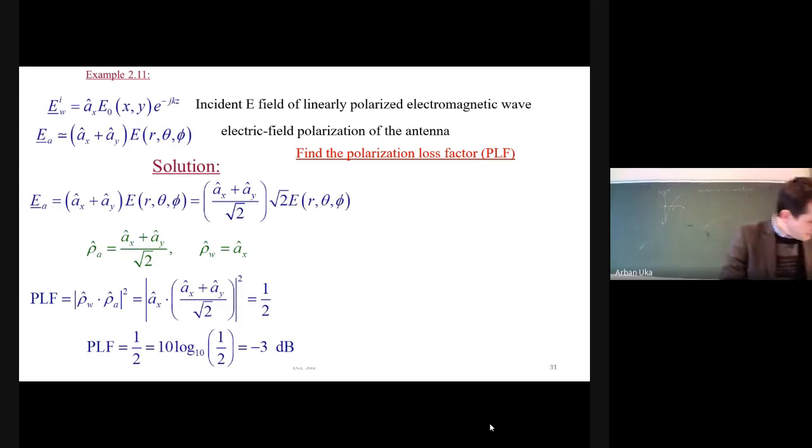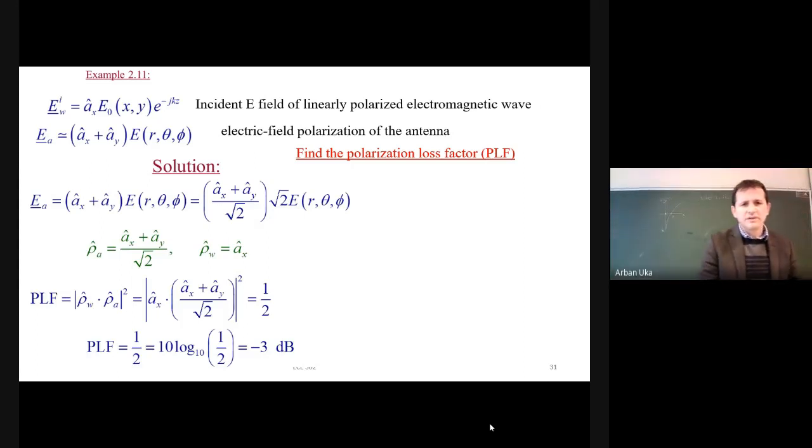Here we have an example. In this example, we have the incident electric field, which has a polarized electric field pointing along the x-axis, and we also have the polarization of the antenna. The polarization of the antenna is pointing both along the x and along the y. So in this case, if we want to find the polarization loss factor, we're going to take the scalar product between the E wave and E antenna.